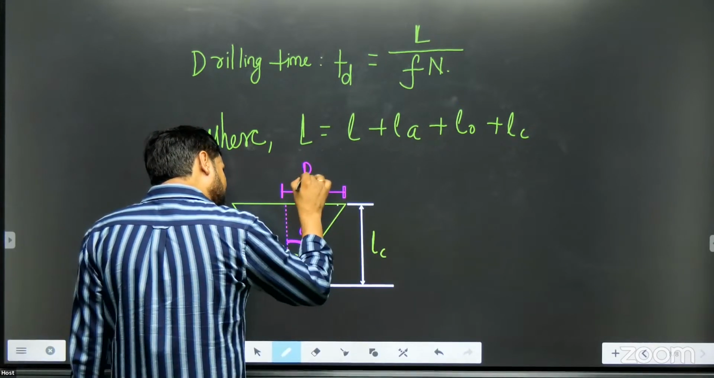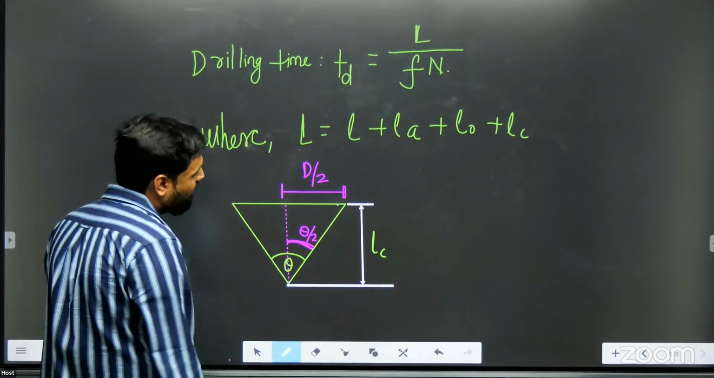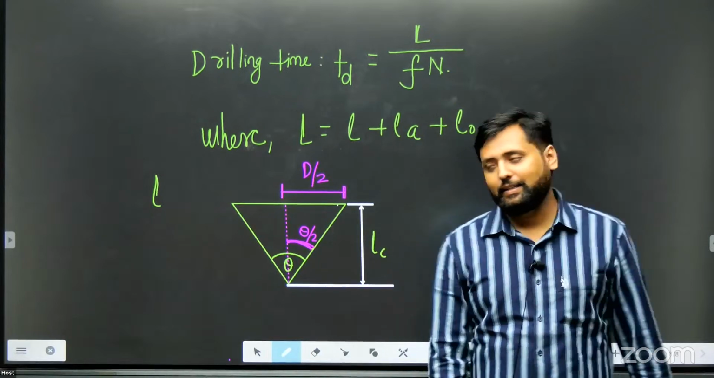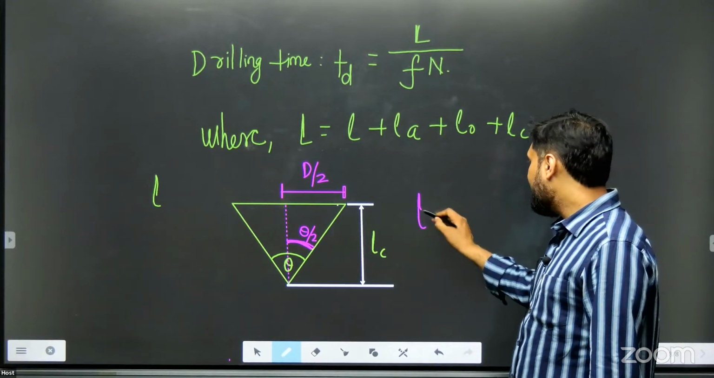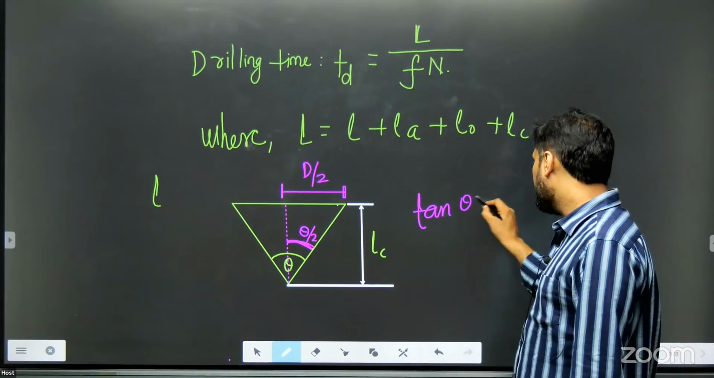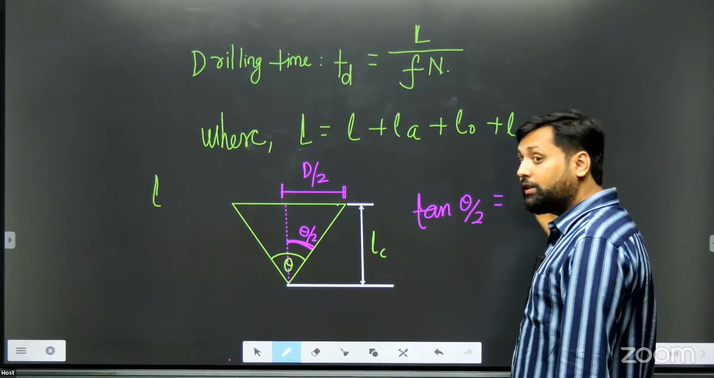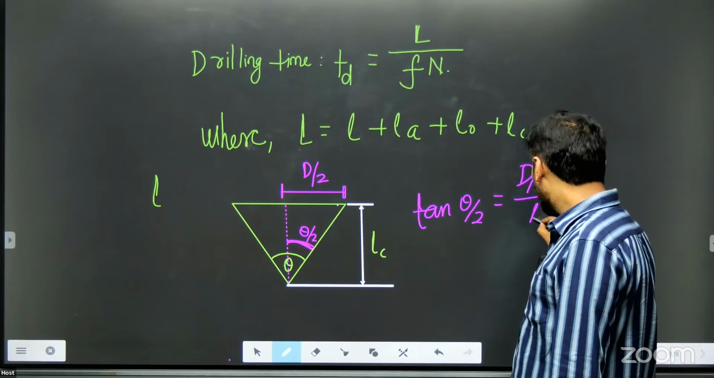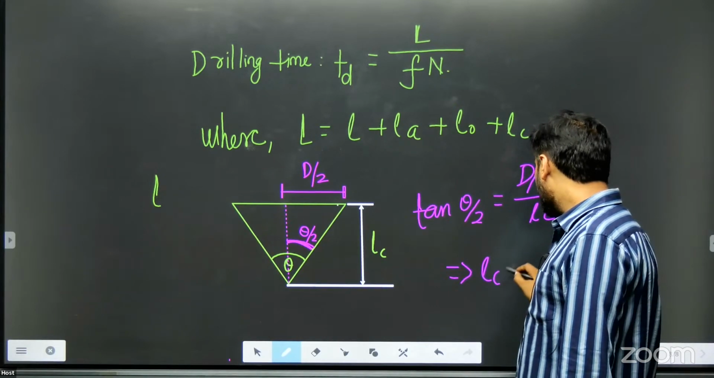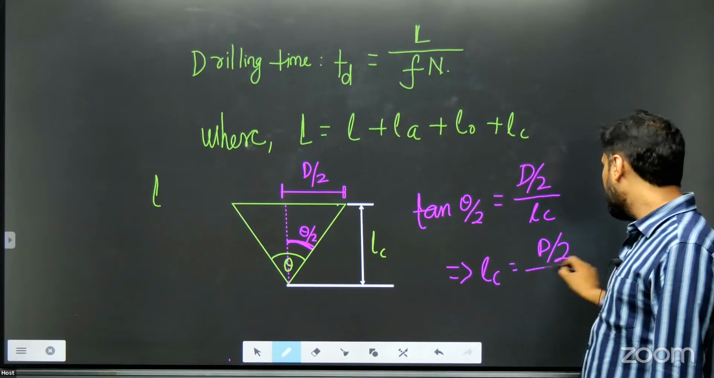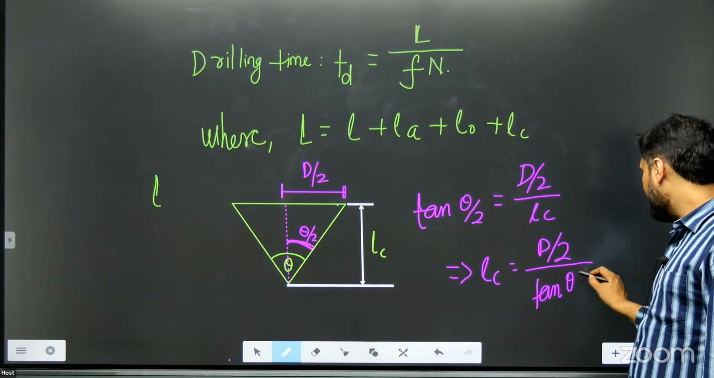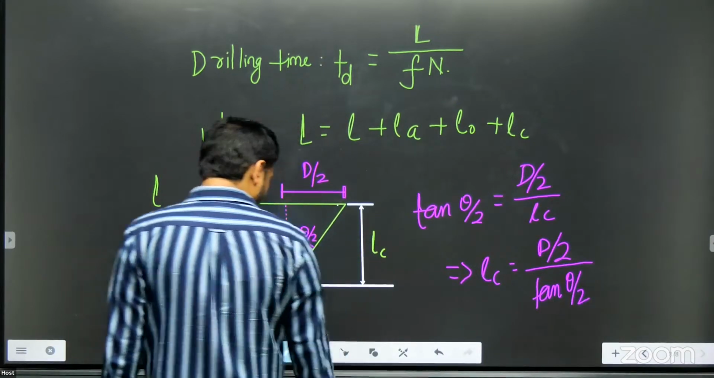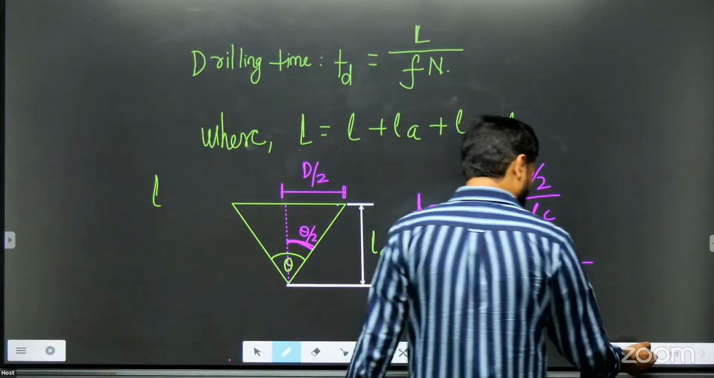This will be half of the diameter, half of the drill diameter. So the compulsory approach, you can find here: tan theta by 2 is equal to d by 2 upon LC. So LC will become d by 2 upon tan theta by 2.